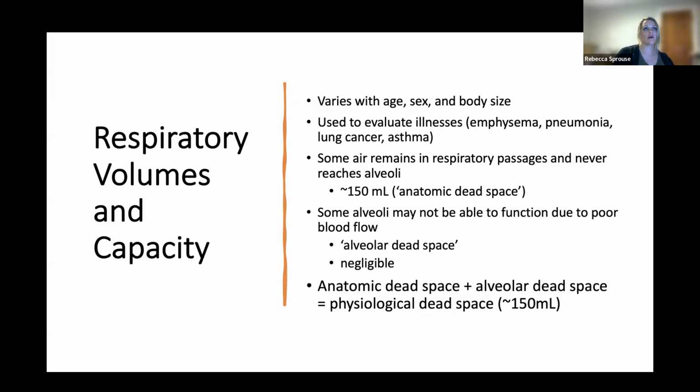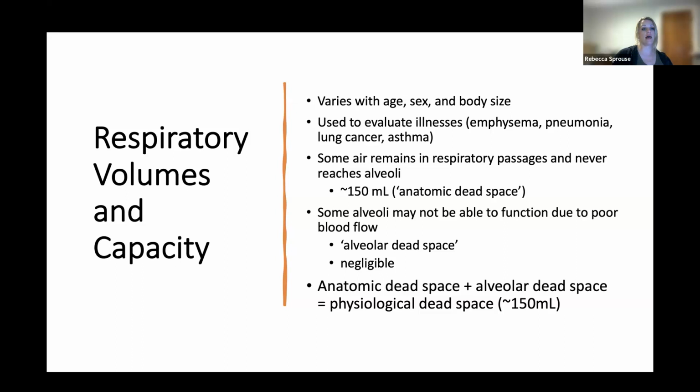So basically the point of anatomic dead space is the idea that not every single molecule of air that you inhale is being used for gas exchange. Some of it's simply just sitting in the passageways. Okay. And so that would be everything that doesn't actually reach the air sacs.